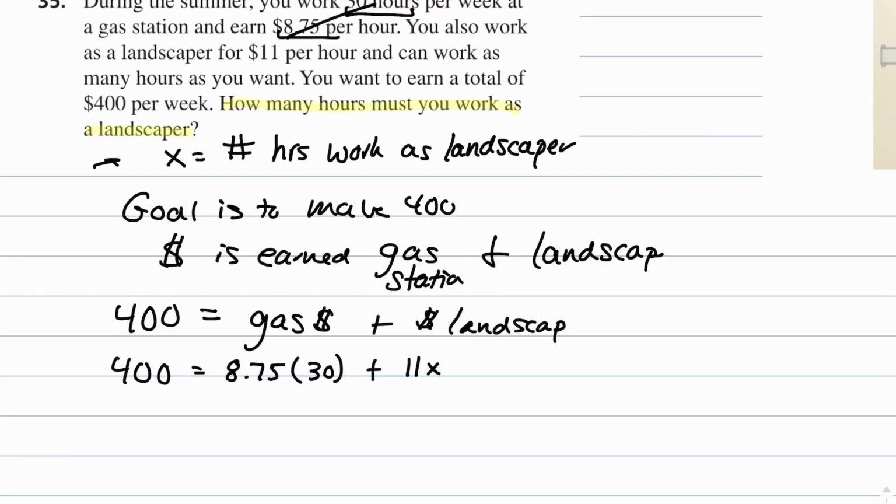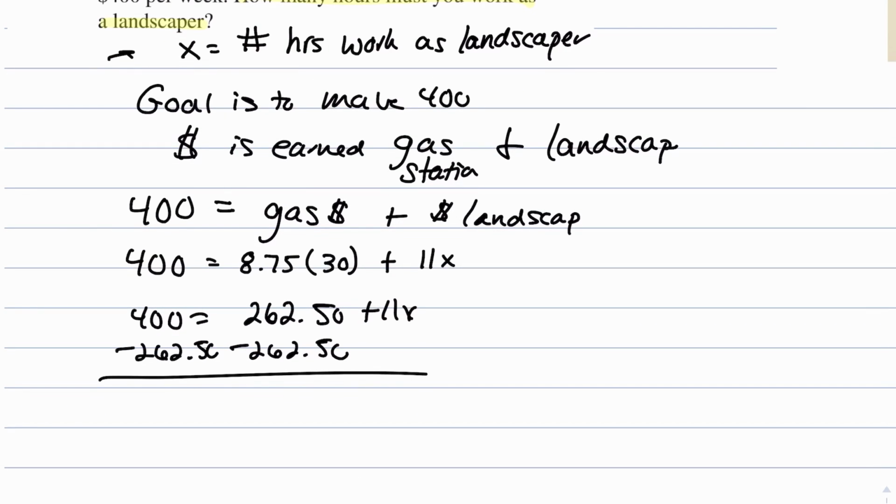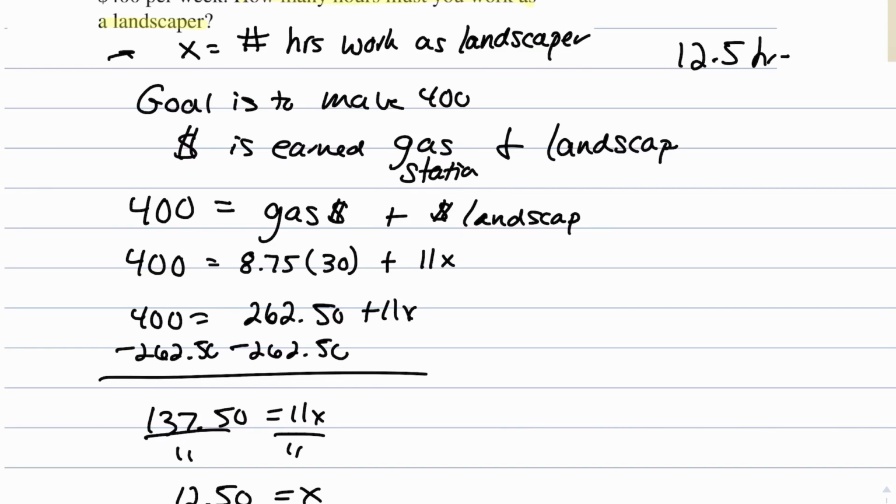So it's okay to use a calculator for some of our multiplication here. 8.75 times 30 gives us $262.50 plus 11x. So we'd subtract, and that will give us $137.50 is equal to 11x. So we divide by 11, and that gives us our x value. $12.50 is equal to x, and that's the number of hours, so we need to work 12.5 hours.